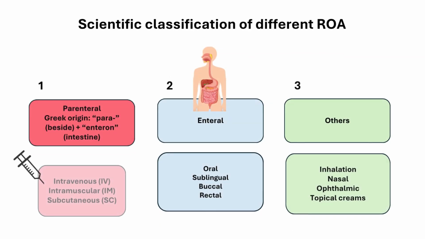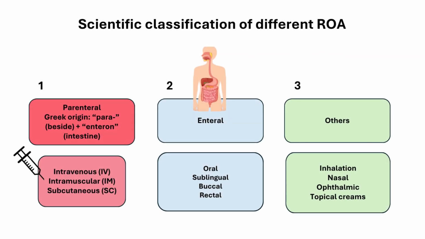Let's understand the scientific classification of different routes of administration. Routes of administration are broadly classified into two categories. One is parenteral route of administration, and the other one is enteral route of administration, depending on whether the gastrointestinal tract is involved.